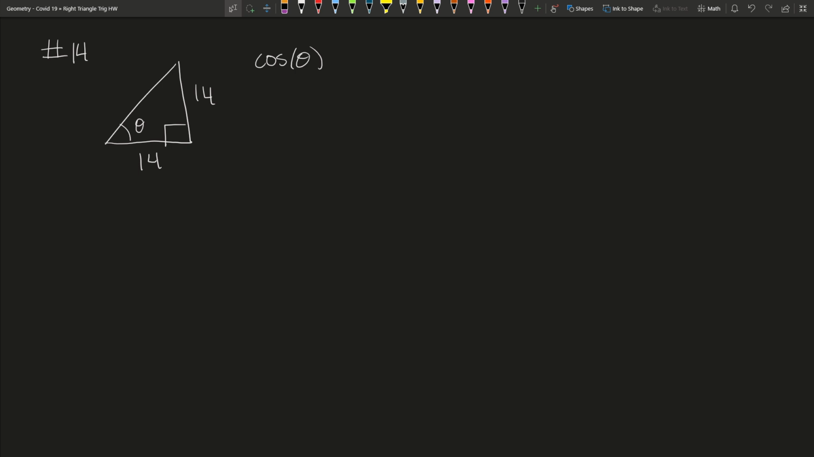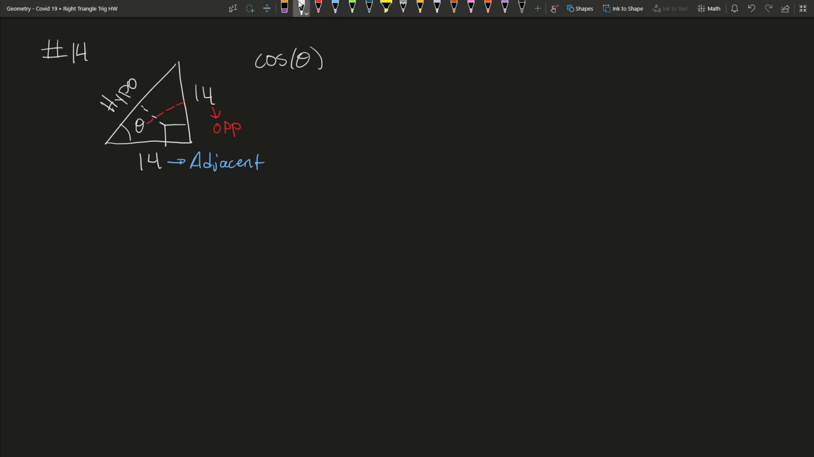All right, number 14. Number 14 gives us this diagram, and we're asked to find the cosine of theta. So again, the first thing we do is determine what sides we have. To find the opposite side, we start from theta and draw a line to the other side of the triangle. That's the opposite side. To find the hypotenuse, we start from the right angle and draw a line to the other side of the triangle. That's our hypotenuse. And the other side left is the adjacent.